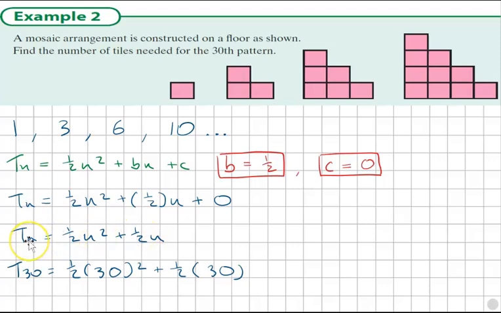And then substituting 30 in place of the n's, we get a half times 30 squared plus a half times 30, and that gives us 465 tiles. So the number of tiles needed for the 30th pattern is 465.